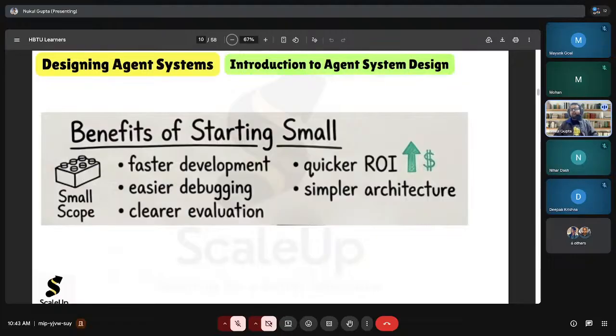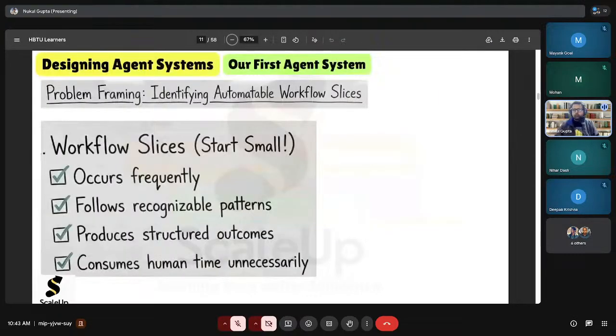Okay, so now let us look at our first agent system. What we will be building in our first agent system is automating the example which we saw, the email workflow. Whenever we are building any agent, the most important part is identifying the automatable workflow slice. We have to find what we are trying to automate.